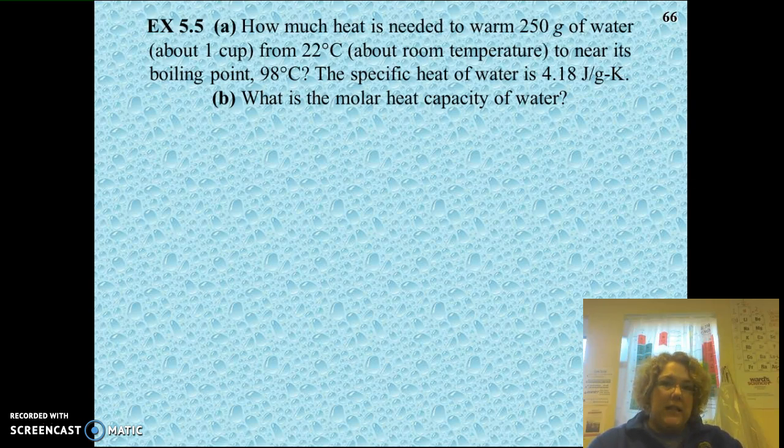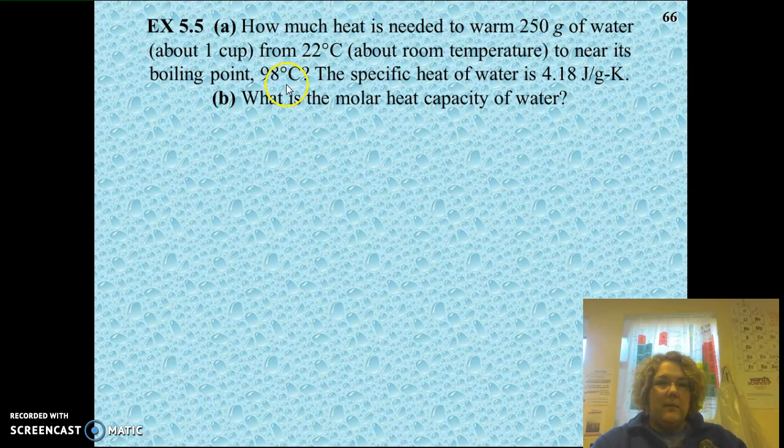How much heat is needed to warm up 250 grams of water, about a cup, from 22 degrees Celsius, which is about room temperature, to near its boiling point, 98 degrees Celsius? The specific heat of water is 4.18 joules per gram per Celsius or Kelvin. I don't care how you write it; either way's right. This is kind of like the Dr. Seuss problem we started out with.